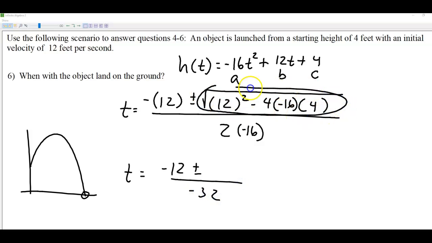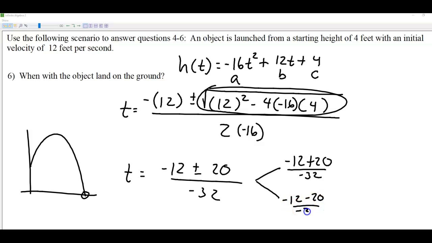This part, once again, I'm going to do on the calculator. But before, when we've done these problems, we worked it out by hand, but for the word problems, let's go ahead and just use the calculator. And I'm ending up with actually a nice number this time, interestingly enough. I end up with 20. The next thing we're going to do is split this up into 2 problems. You're going to have negative 12 plus 20 over negative 32. And you're going to have negative 12 minus 20 over negative 32.